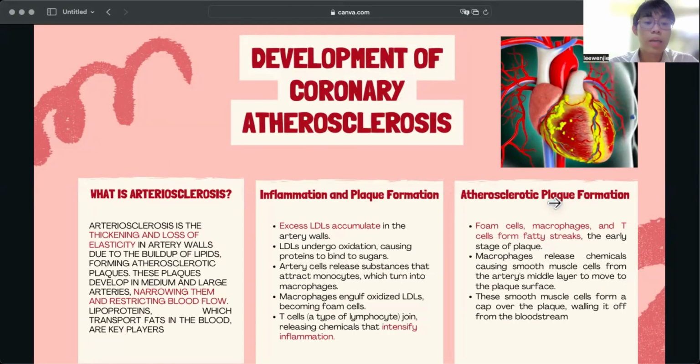This is the thickening and loss of elasticity in the artery wall, narrowing them and restricting the blood flow. And this is how it comes about. Excess low density lipoprotein, LDL, accumulates in the artery wall. LDL undergoes oxidation, causing protein to bind to sugar. Then the T cell joins, releasing a chemical that intensifies inflammation. Finally, the foam cell, macrophages, and T cell form a fatty strand. This is the early stage of the plaque.